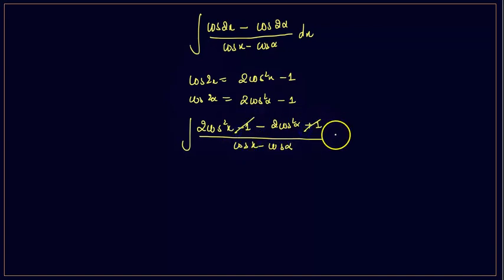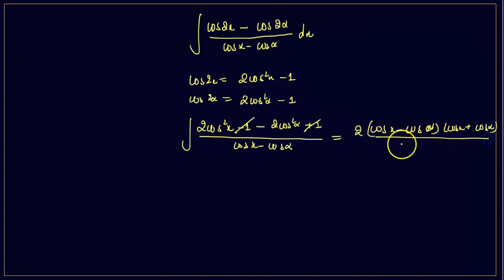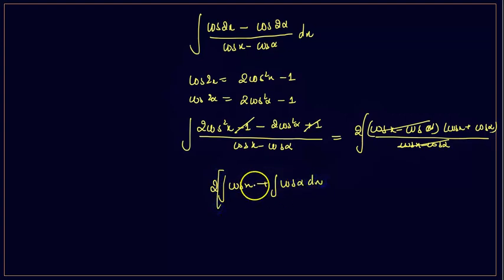1 and 1 will get cancelled. If you take 2 common, everything will turn out to be (cos x minus cos alpha) into (cos x plus cos alpha), and here you will write cos x minus cos alpha. Cos x minus cos alpha and cos x minus cos alpha will get cancelled. So you will write the value as 2 times the integration of cos x plus cos alpha dx.